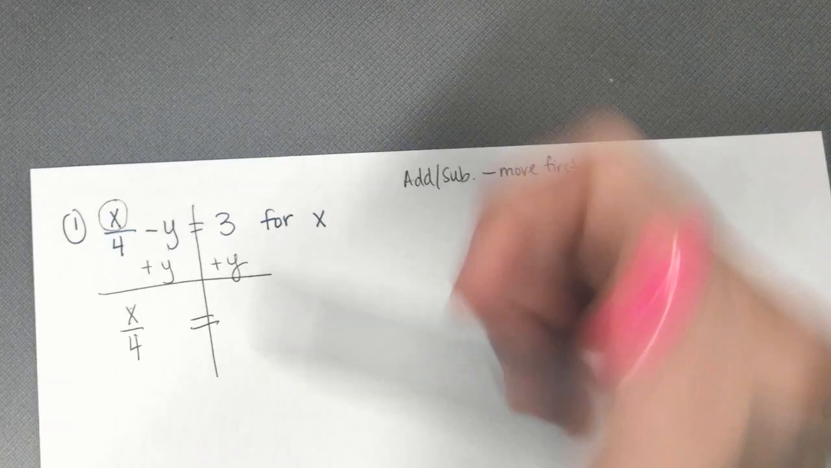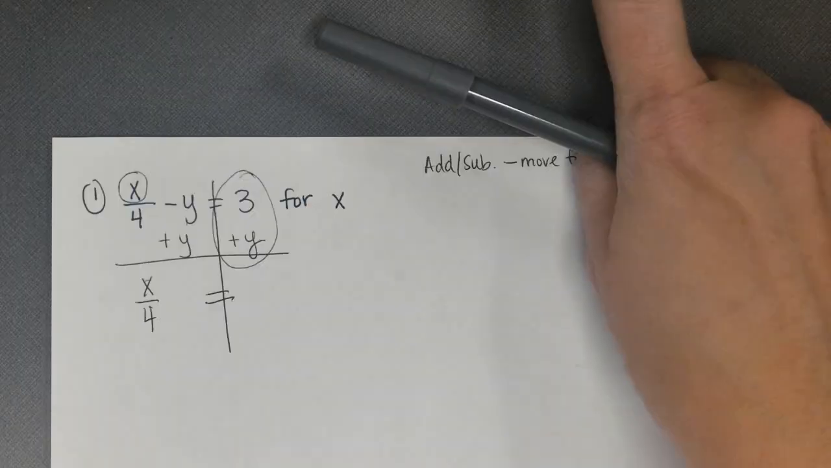So then on this side, remember, you write this exactly as it is. These are not like terms, so you are just going to leave it as 3 plus y.